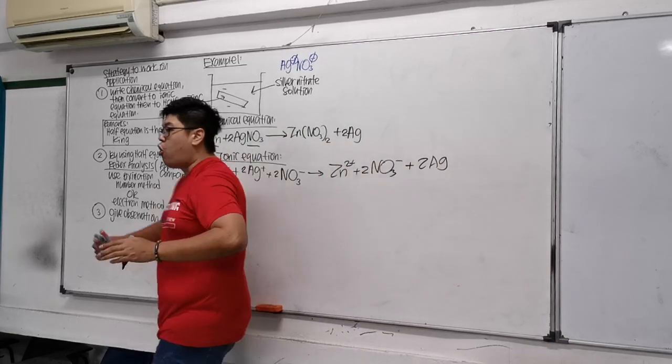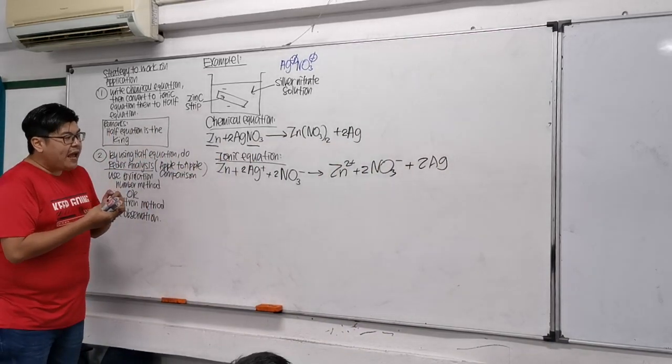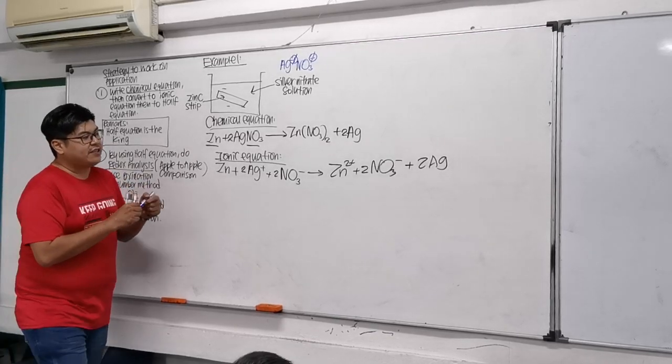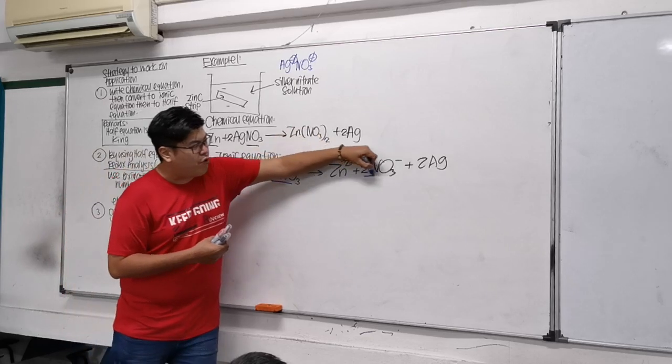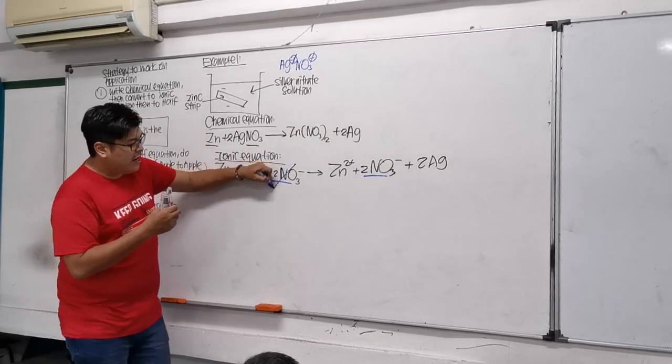Now what you need to do is compare left and right. Compare the left and right hand side, and see any substance that doesn't change at all. NO3 here and NO3 here, they don't change at all. Anything that doesn't change, cut it out.